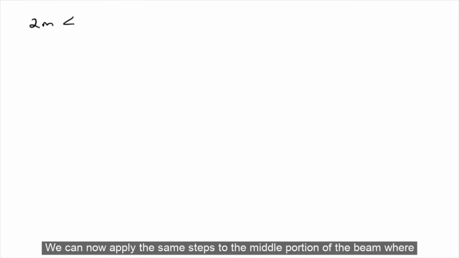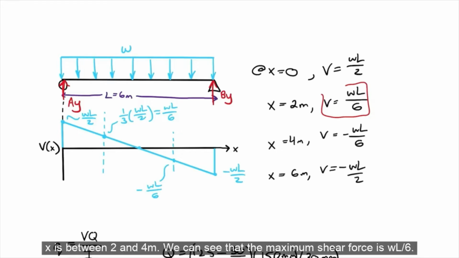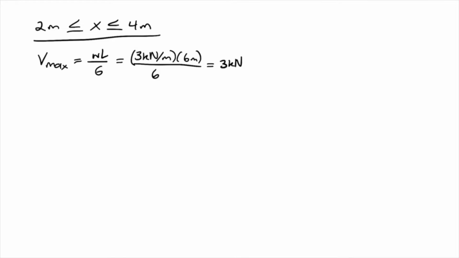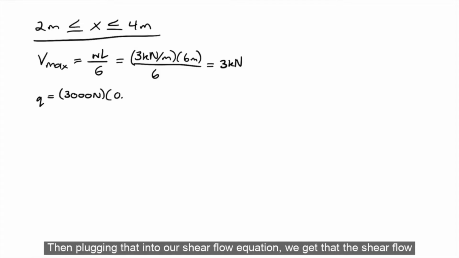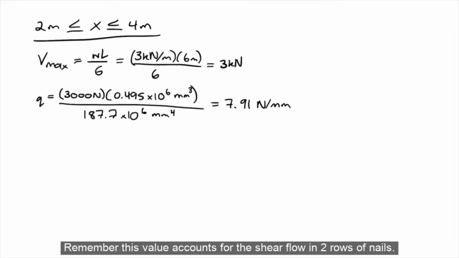We can now apply the same steps to the middle portion of the beam, where X is between 2 and 4 meters. We can see that the maximum shear force is WL over 6. So by plugging in our values, we get Vmax is equal to 3 kilonewtons. Then plugging that into our shear flow equation, we get that the shear flow equals to 7.91 newtons per millimeter.